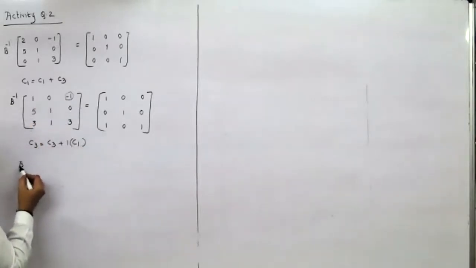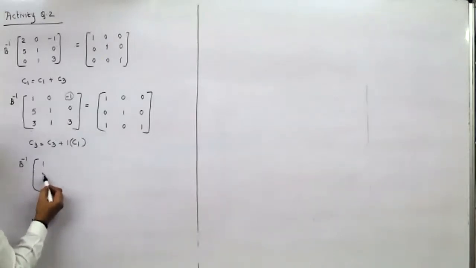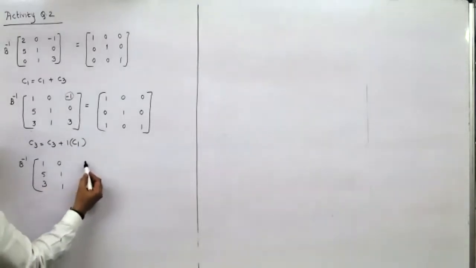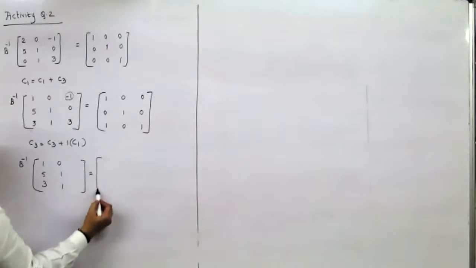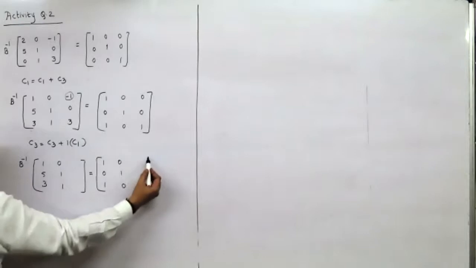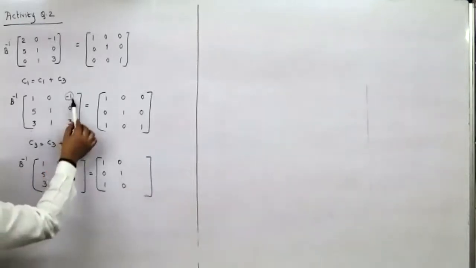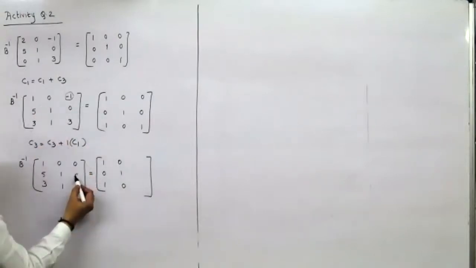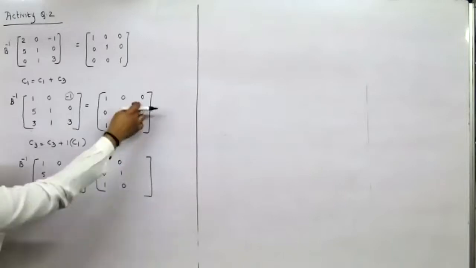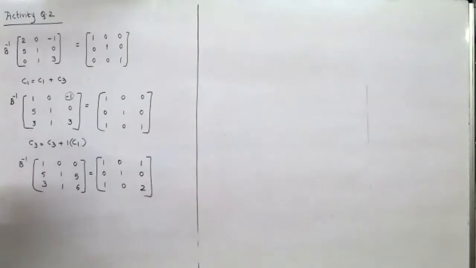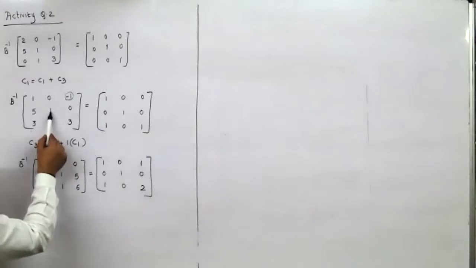Now, B inverse, this is 1, 5, 3. This is 0, 1, 1, is equal to, this is 1, 0, 1. This is 0, 1, 0. Now C3 plus C1. So minus 1 plus 1, 0. 0 plus 5, so that is 5. 3 plus 3, 6. 0 plus 1, 1. 0. And this is 2. I forgot that this is an activity, so they would have given the steps there. Anyway, doesn't matter.